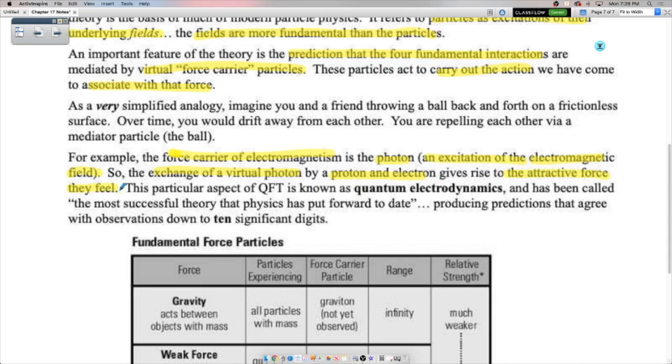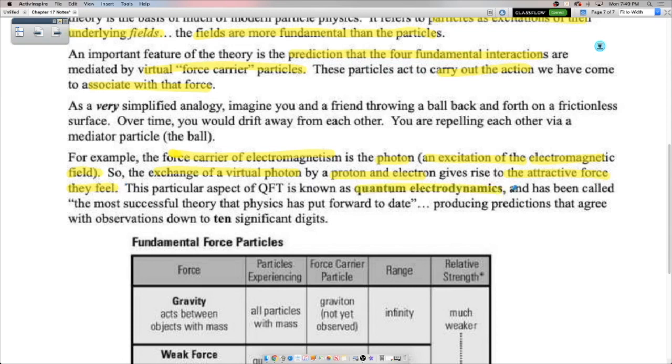Same way if you and your friend were passing a ball to each other, pulling it towards yourself would pull you a little bit closer to them, and them pulling it away from you would pull you a little bit closer to them. Now, this particular aspect of quantum field theory, since it deals with electromagnetic forces, is called quantum electrodynamics.